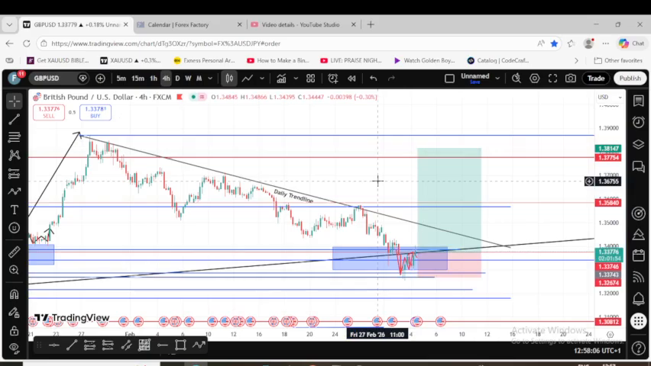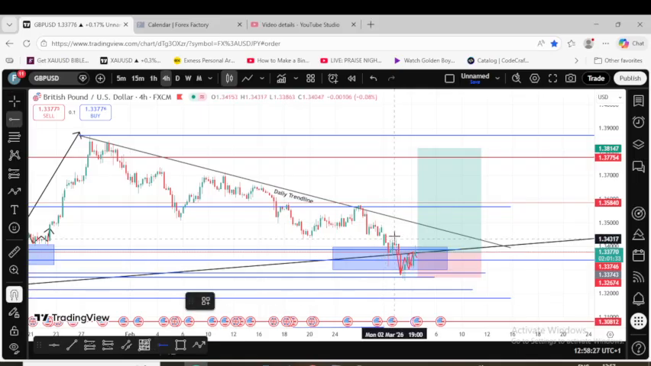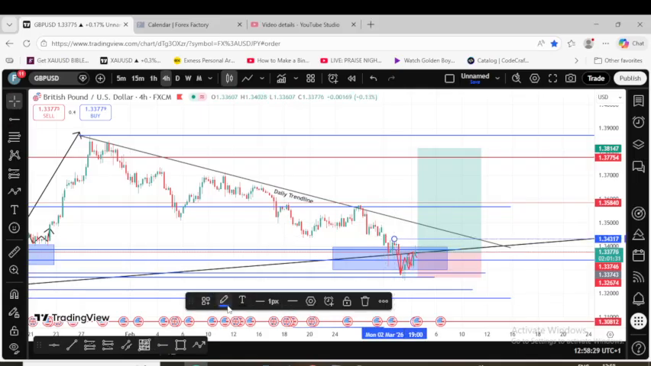So that's it for top to bottom analysis on GBPUSD. I am expecting a bullish move, but before that, I need price to break structure on some smaller time frame to give me greater confidence. So that's the red line.